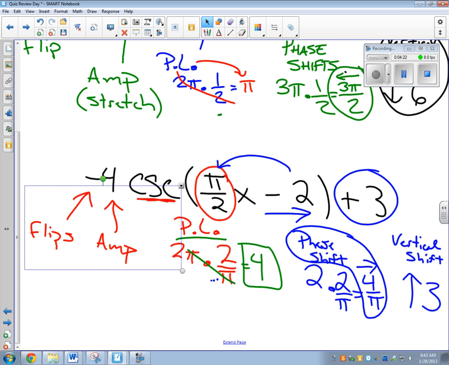It flipped it. Amplitude was 4. Started with 2 pi, multiplied by the reciprocal. Phase shift, I did the opposite of the sign, so since it's minus, it takes me to the right. Multiplied by the reciprocal, and then the plus 3 is my vertical shift. That's doing the different transformations of my graph.